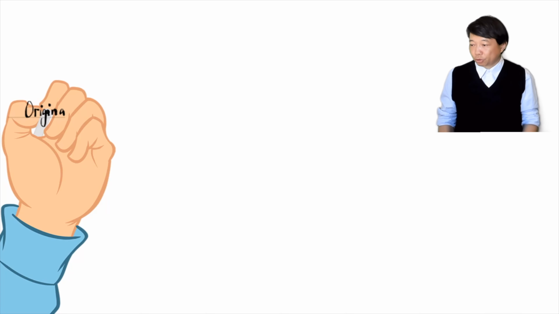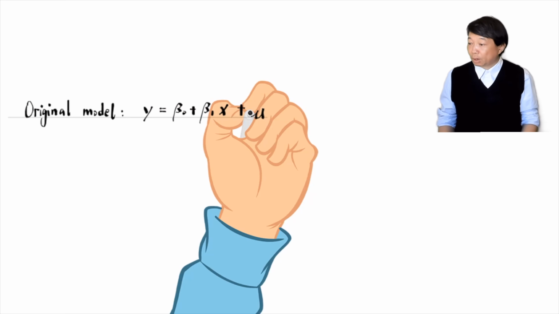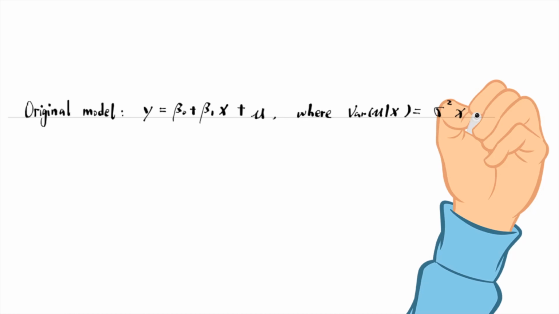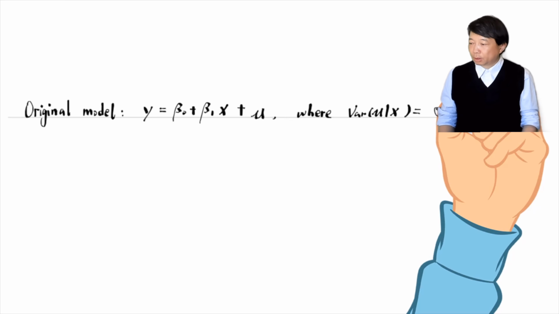Suppose the original model contains one explanatory variable x. The variance of the error term equals sigma square times x. It means the error variance increases with the explanatory variable. It occurs in many models, such as those using education to explain hourly wages.